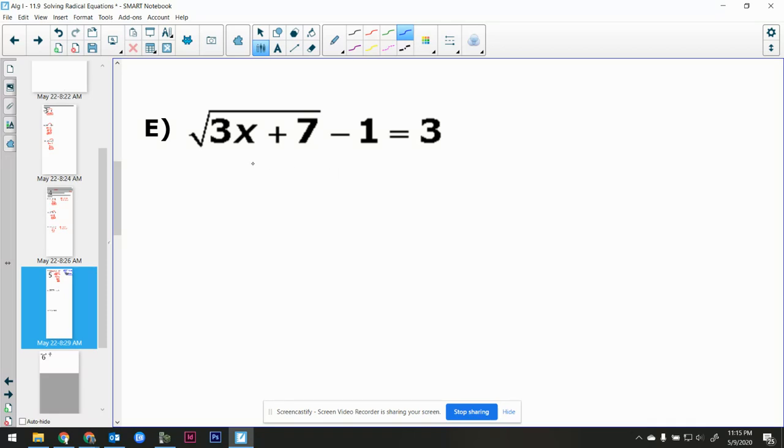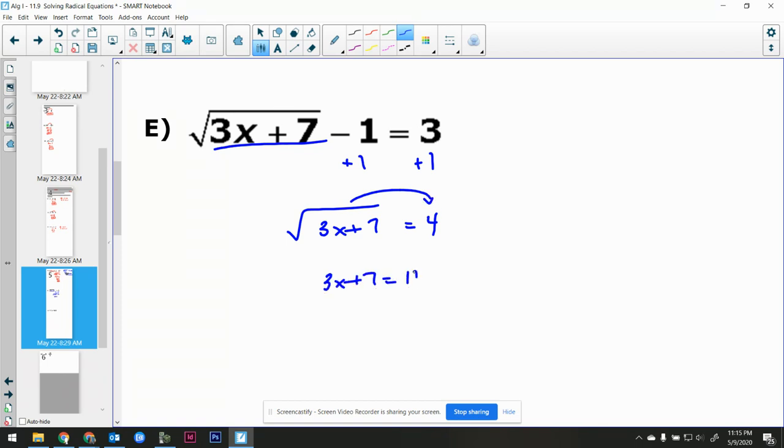Same thing here. I can't break into that 3x plus 7 until I get this plus 1 out of the way. So I say 3x plus 7 is equal to 4. Now I can square the opposite side to make it 3x plus 7 is equal to 4 squared, or 16. Subtract 7 from both sides. I get 3x is 9. And I divide by 3 to get x is equal to 3. There's my answer. Let's try one more of those.